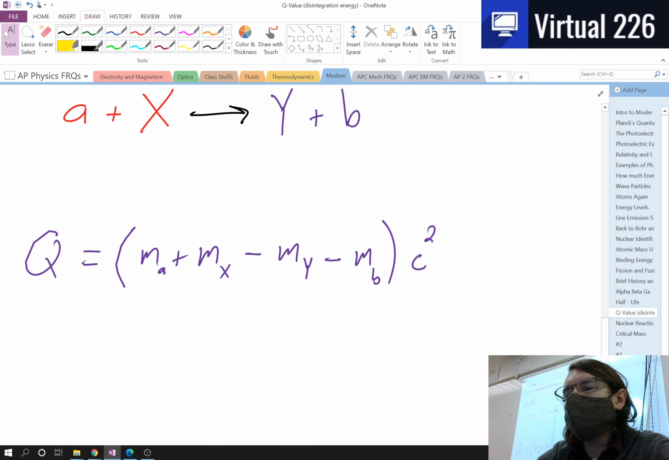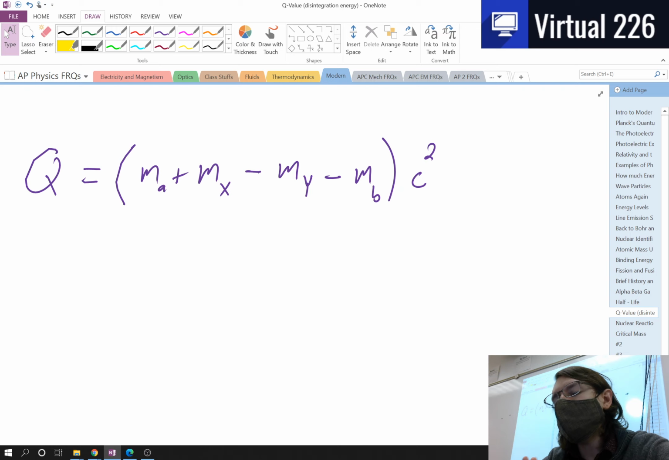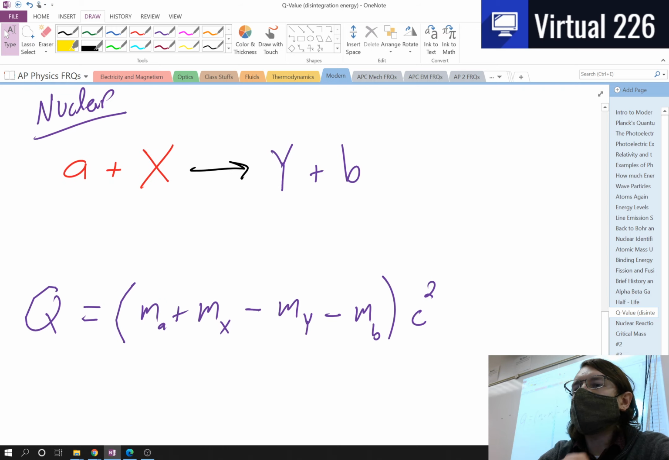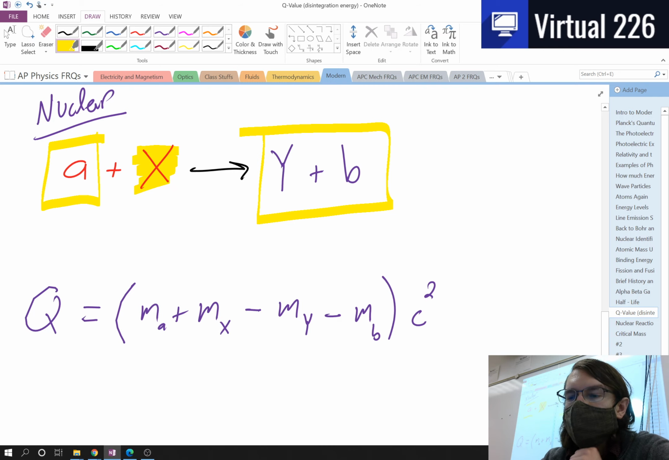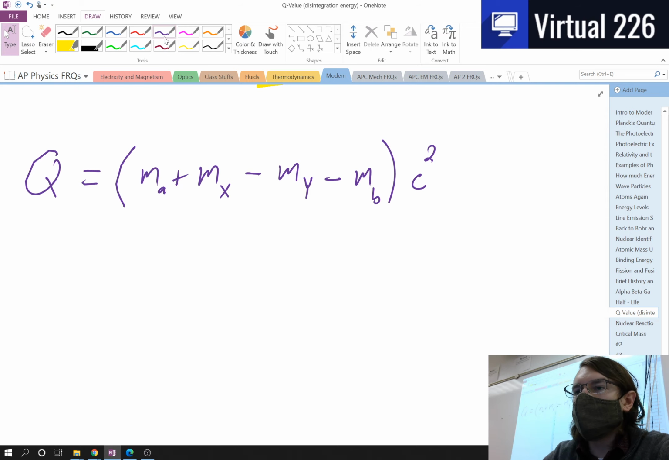However, if we think about this in terms of kinetic energy, then things change slightly. In a nuclear reaction, what can often happen here is this particle X could be sitting stationary, and some particle, like a neutron, which could be A, could strike it. As a result, we could get two particles with some kinetic energies. Because of this, we're going to write this Q factor in terms of final minus initial, or a delta K, a delta kinetic energy.